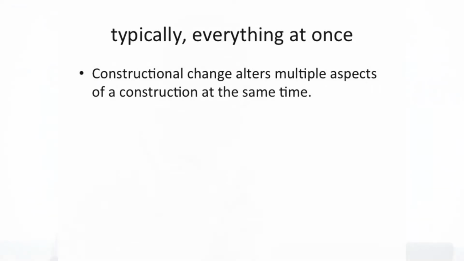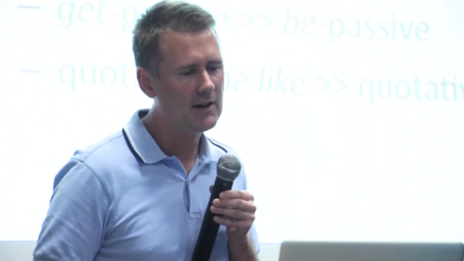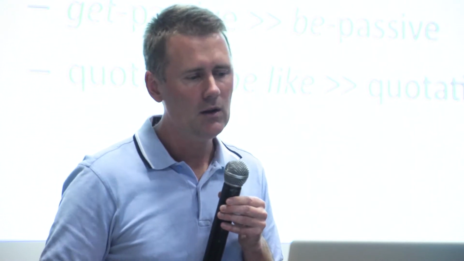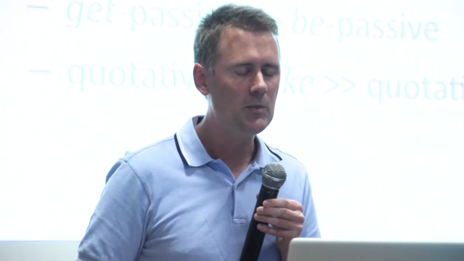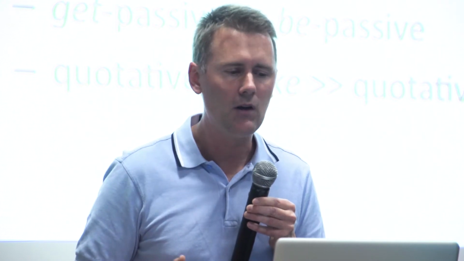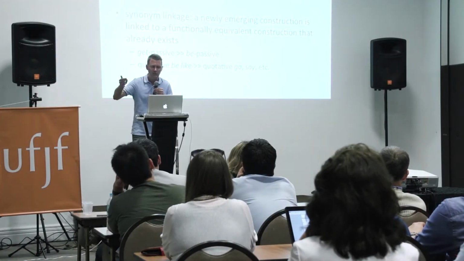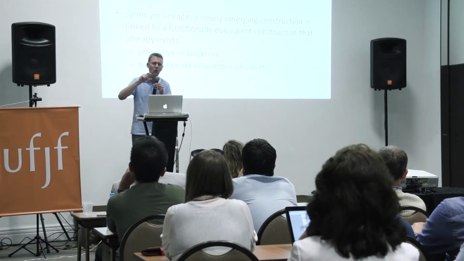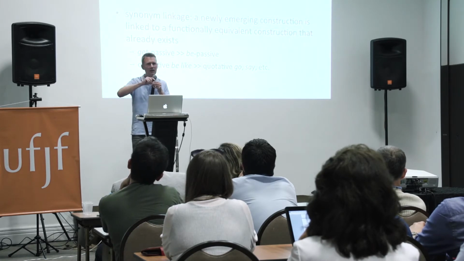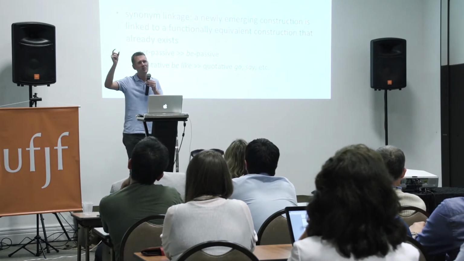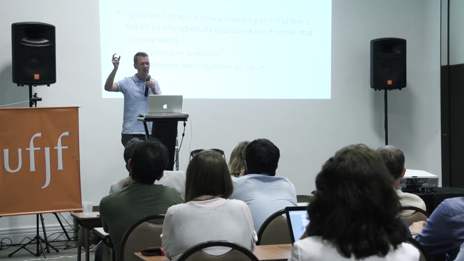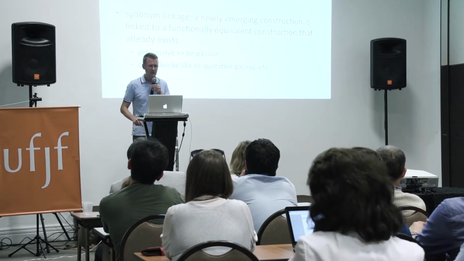Okay, moving on to changes that affect links in the network. Links in the network may emerge or disappear, and one example of links emerging would be the example of meaning extension, where an existing form is linked to a new meaning. So let's say we take hopefully, which acquires new meanings, and so an existing form with a meaning is linked to a new meaning that independently also existed already, but not in this combination.